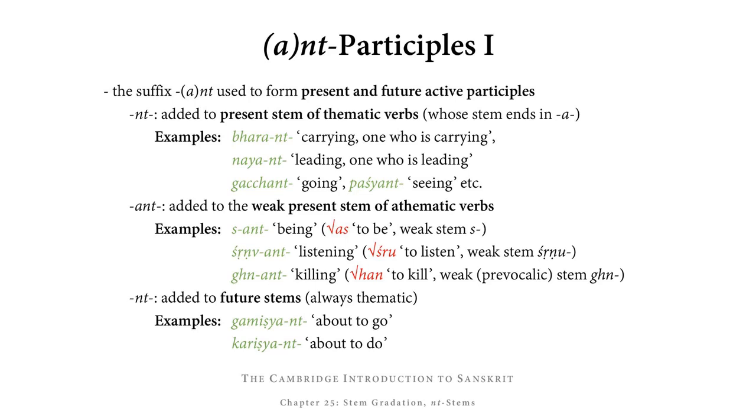Nt is also added to future stems to form the future active participle. Now remember, future stems all end in sya or isya, therefore they are all thematic, so we don't have a difference between adding nt or ant. No, we add nt throughout, and so we get, for example, from gam, gamishyant, about to go, from kur, karishyant, about to do, and so on.